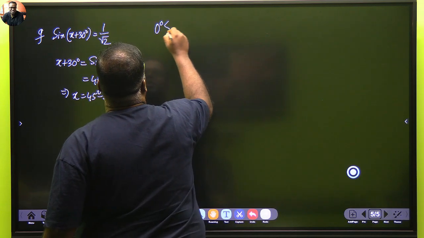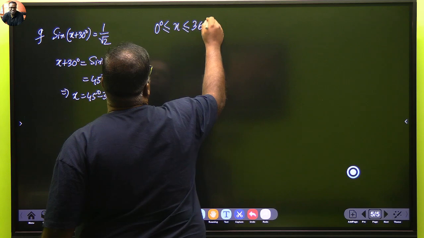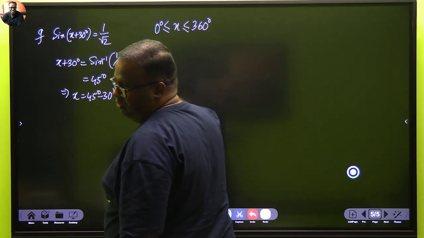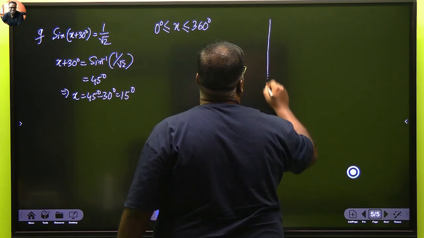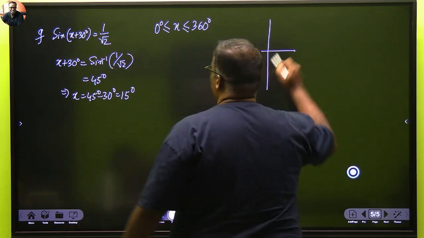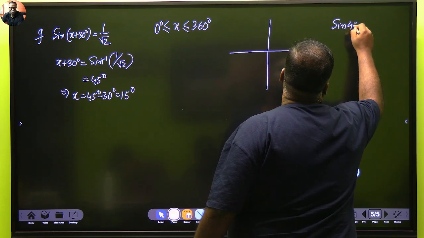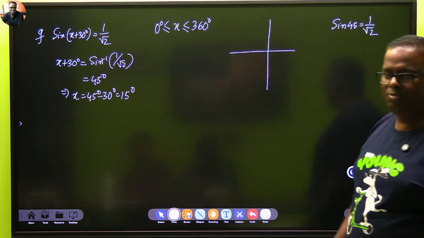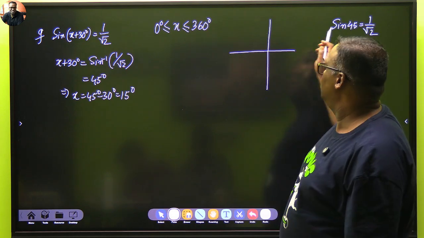Where do we have to give the answer? 0 degree less than or equal to x less than or equal to 360, we have to fit it in this bandwidth. Here x is fitting in this bandwidth, right? So again, if you look at the theta, how much should your theta be? You basically solved sine 45 is equal to 1/√2. Did you understand why it became 45? Because it is x plus 30, you solved x as 15, so sine 45.